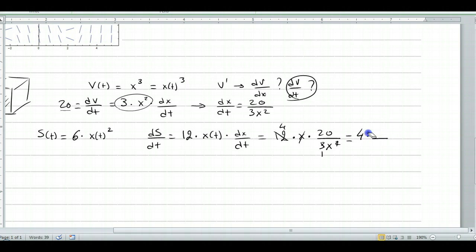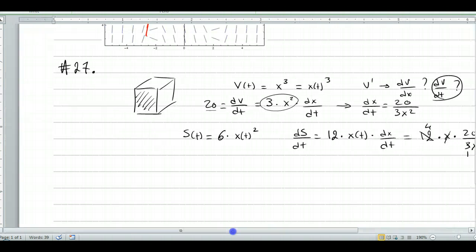Okay, so ds dt is 80 over x square centimeters per second, and they want us to find that when the edge of the cube is 10 centimeters. So that would be 80 over 10, which is 8, which is E. Answer is E. Okay, 28. That's it. That's the last question of part A.